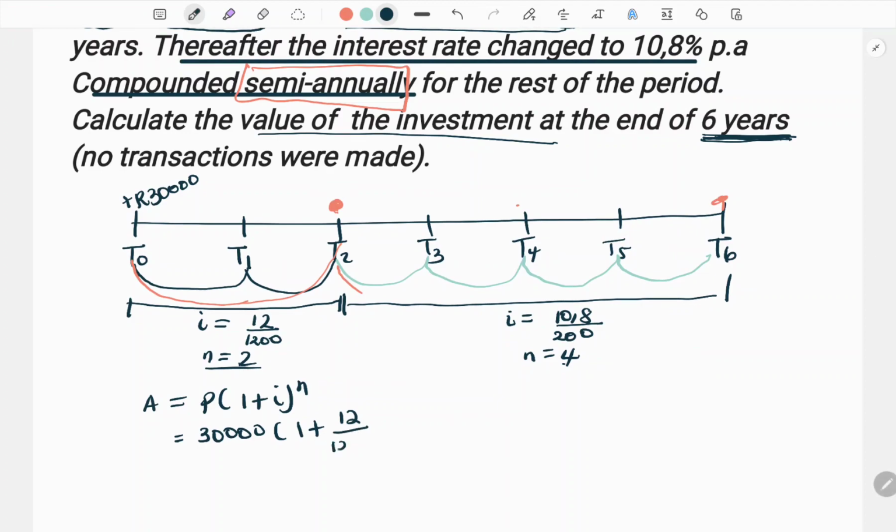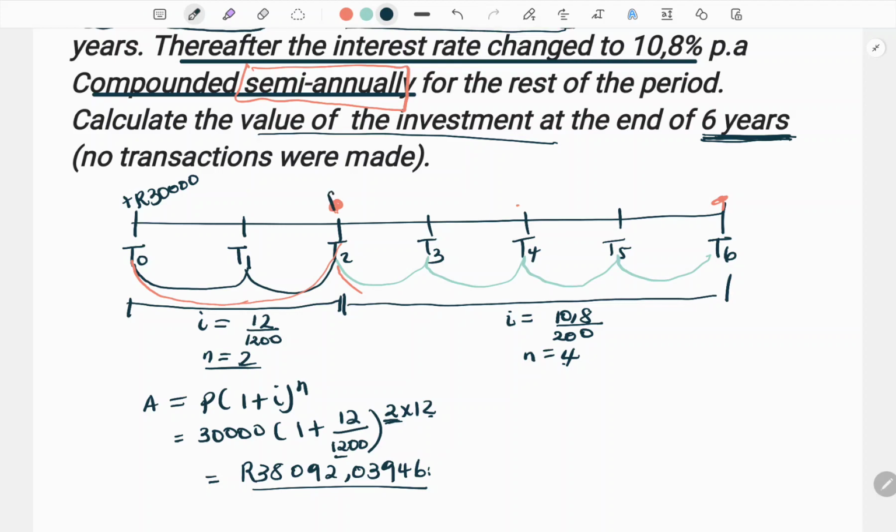12 over 1,200 exponent of what? 2 times 12. Remember, 2 years times this 12. Then you punch in your calculator. You are going to get 38,092 rands, comma 03. I advise you to write at least 5 decimals for accuracy, because you're going to use this answer.